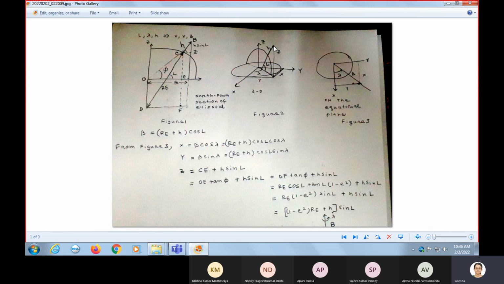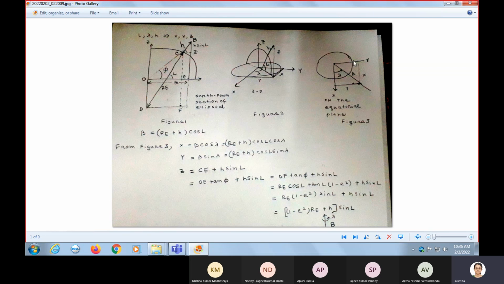So if we draw the projection of this point on the expanded equatorial plane, it's not necessary that it will be on the equatorial plane. It will be outside because the point is outside the Earth. So it will be on the expanded equatorial plane. This point. And this length is actually z, right?